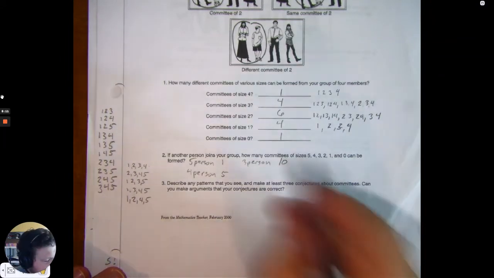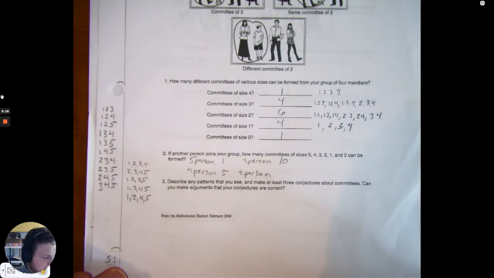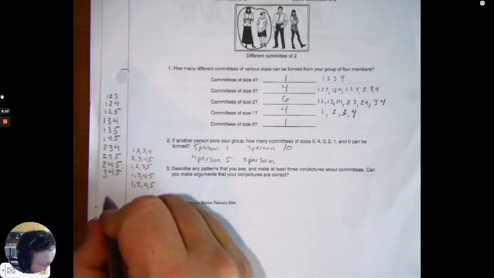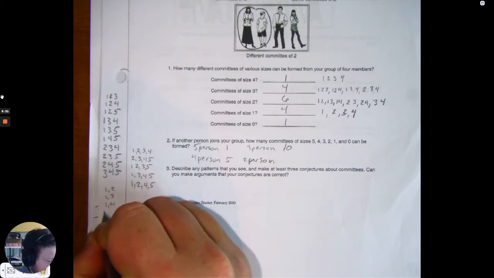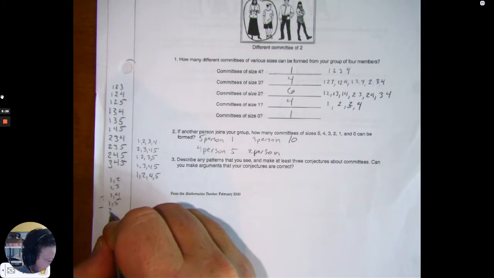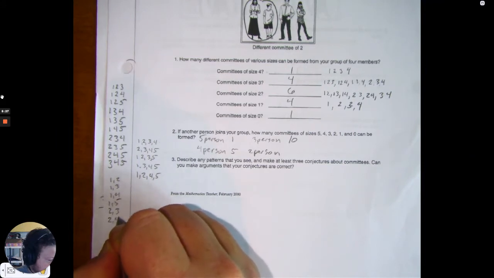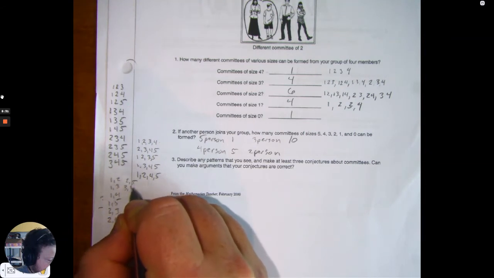Okay, and then when I go to my 2-person committees, I could have 1 and 2, I could have 1 and 3, I could have 1 and 4, I could have 1 and 5. Then I can go to my 2s. I could have 2 and 3, 2 and 4, 2 and 5. Then I could have 3 and 4, 3 and 5.